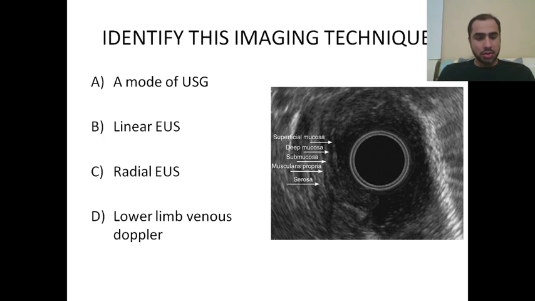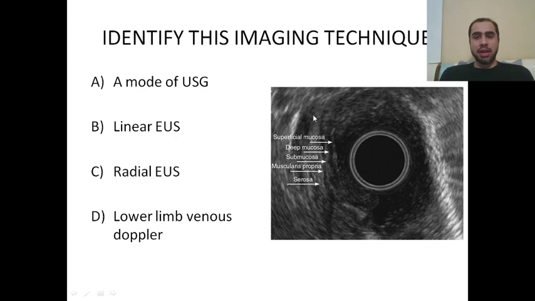Anyone wishes to answer? Venisha says radial, Soumya says C, Manish says C, Saravanan says C, Sumit says C. Alright, a lot of answers. Anyone with a different answer? Indrani, Vinay Kumar, they are all saying radial EUS. Yes, you guys are right. This is a radial EUS.